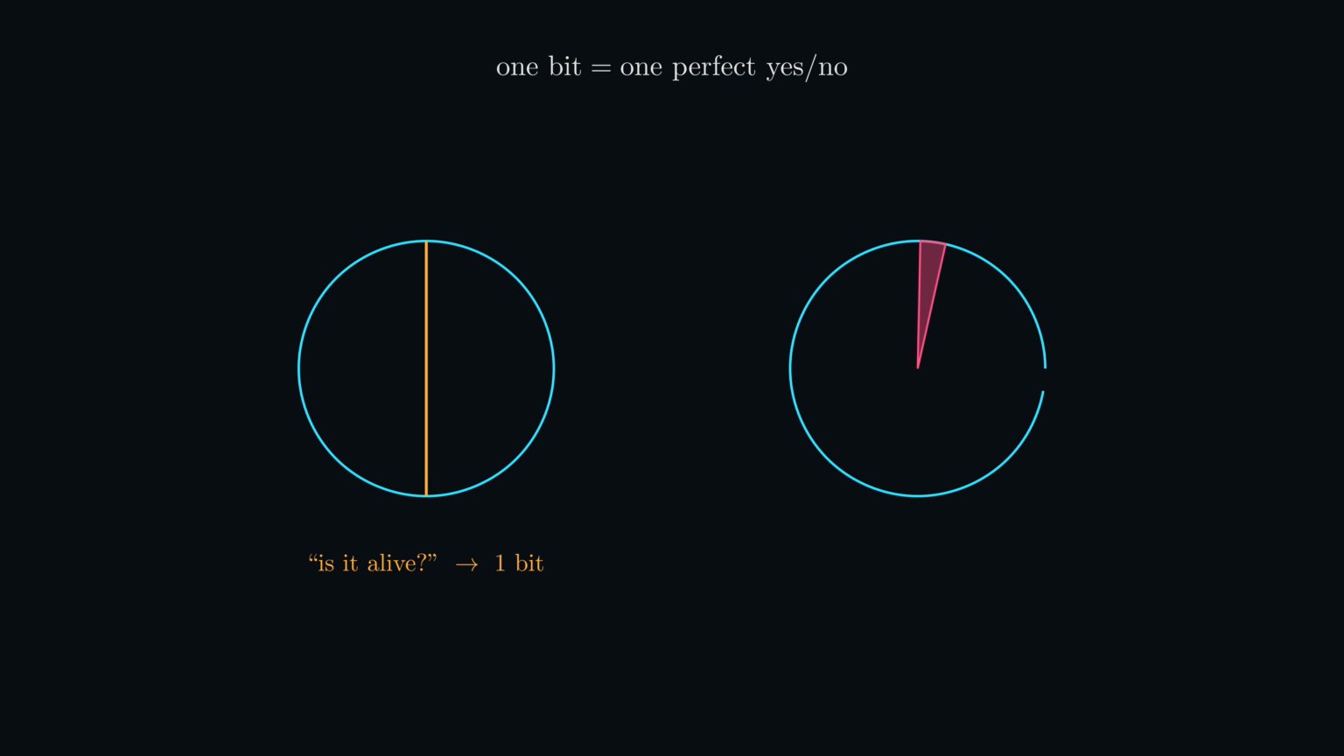Meet the unit, the bit. 1 bit is the information in one fair coin flip, one perfect yes or no. Is it alive? If half of all things you might mean are alive, that answer is worth exactly 1 bit. Ask, is it a specific teaspoon in Ohio? And the answer is almost surely no. You learn almost nothing. A wasted turn.